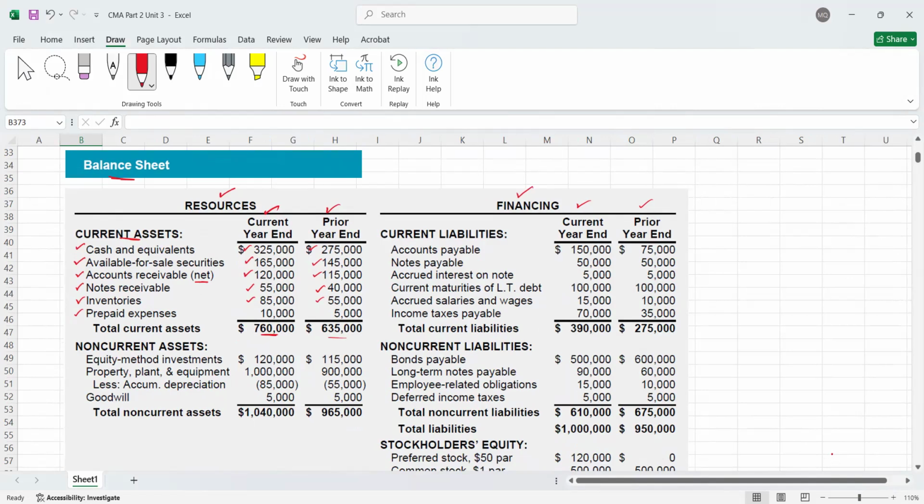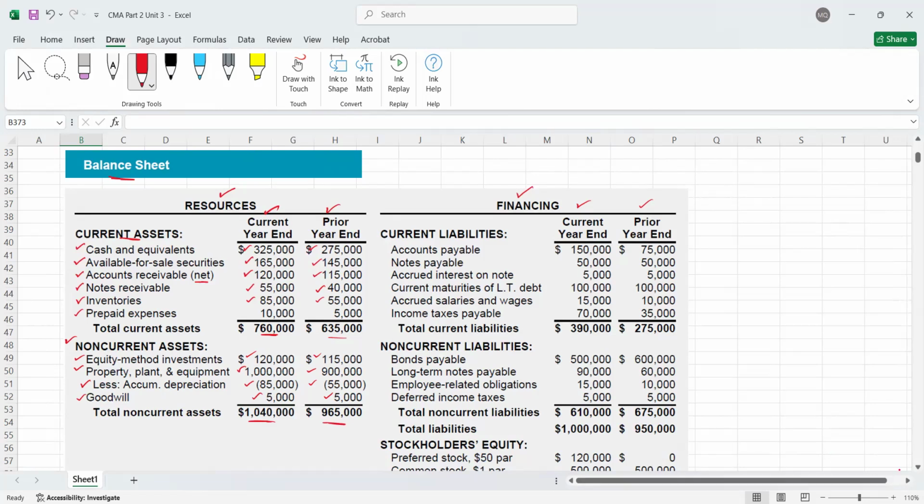And then we have the non-current asset section. Under it, we have equity method investments for the current year and last year. We have PPE, property, plant and equipment, and accumulated depreciation also for both years. We have goodwill, which is an intangible asset, and total non-current assets.